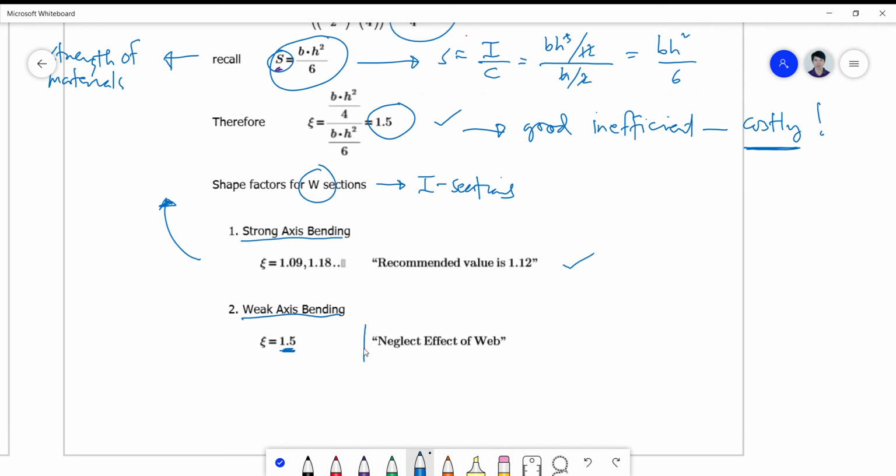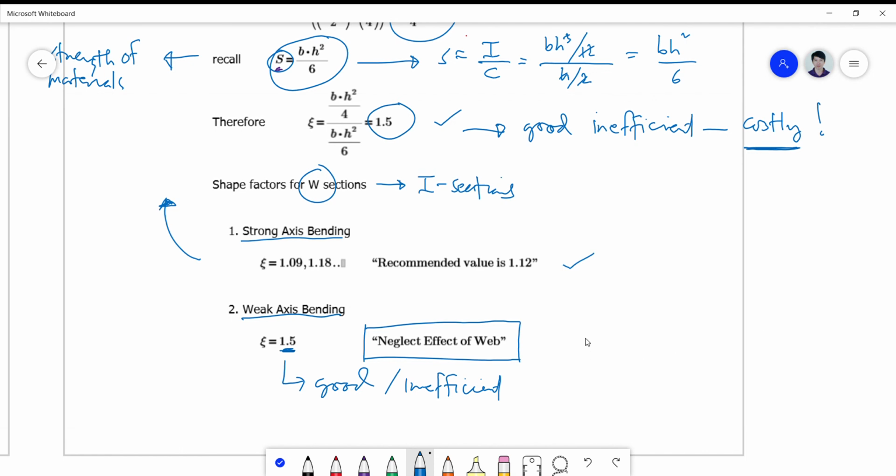Okay, this is again done neglecting the effect of the weld. And again, if we look at this, it is a good shape factor, but it is just like a rectangular section. It is inefficient.